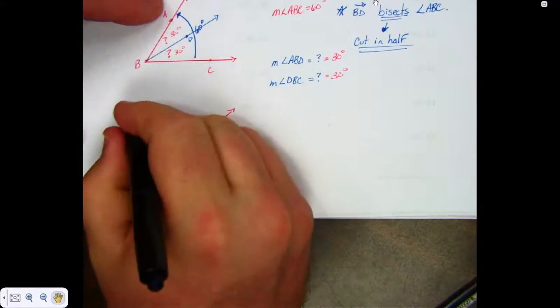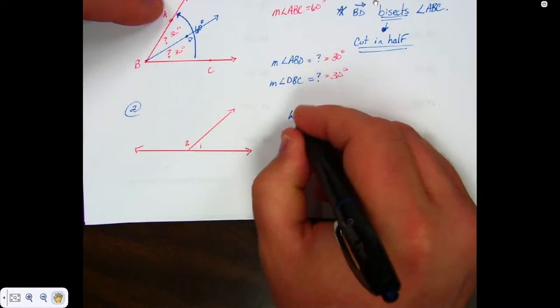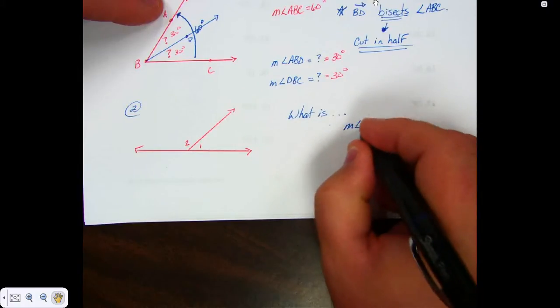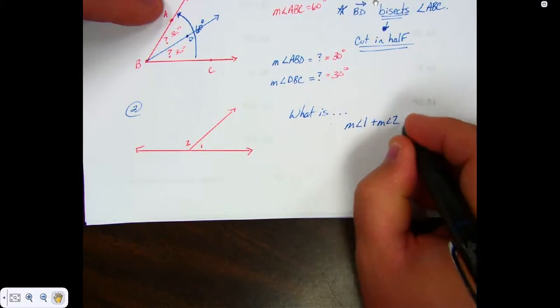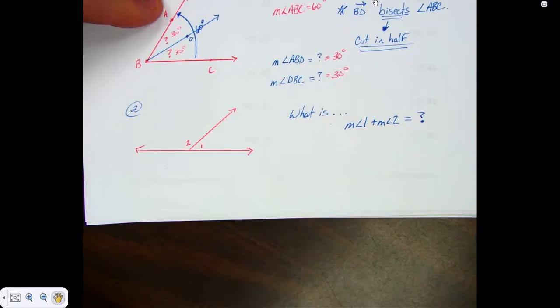I want to ask you a simple question. You're going to need to call some information from yesterday back to yourselves here. What is the measure of angle 1 plus the measure of angle 2 equal to? 180. Why is that? Because it's a straight line. Straight line, what did we say yesterday?